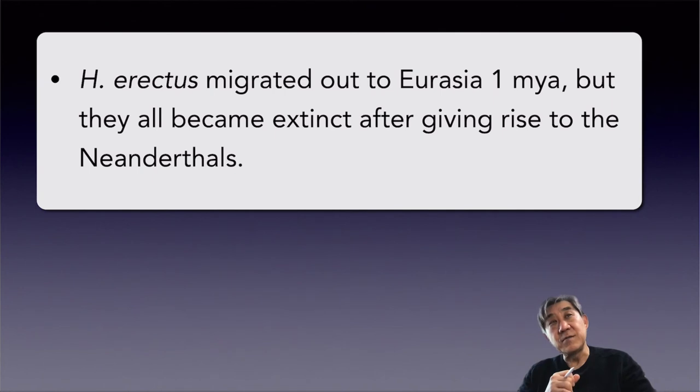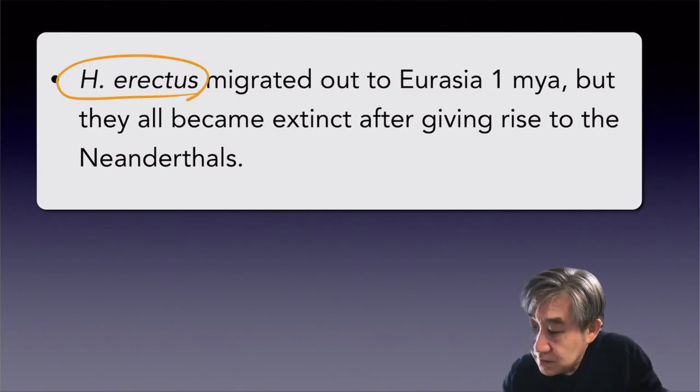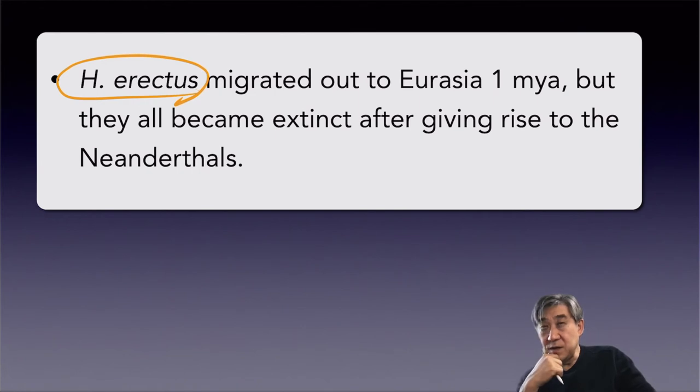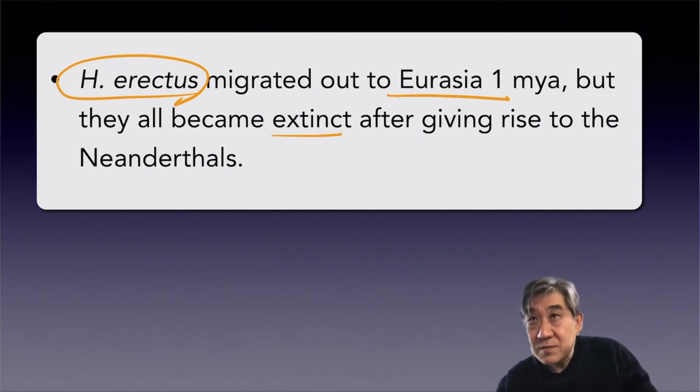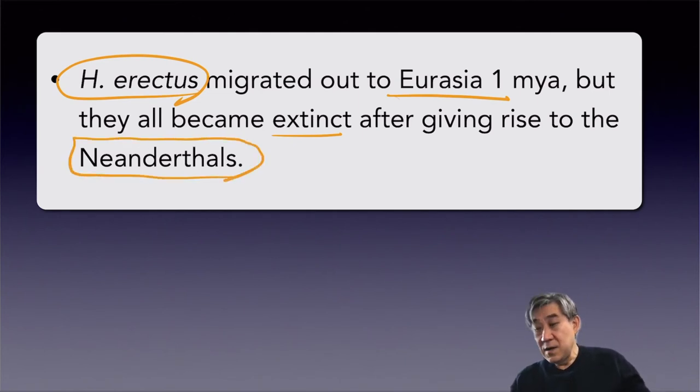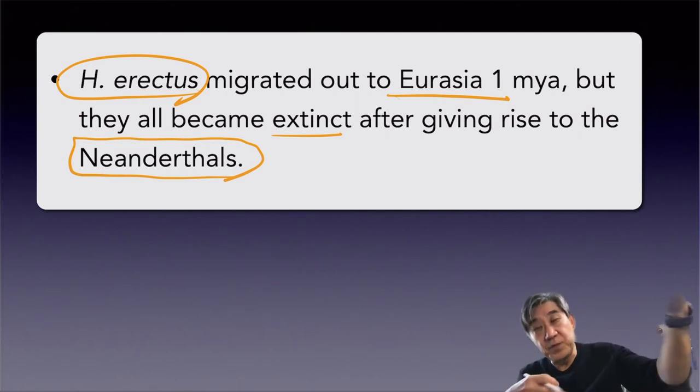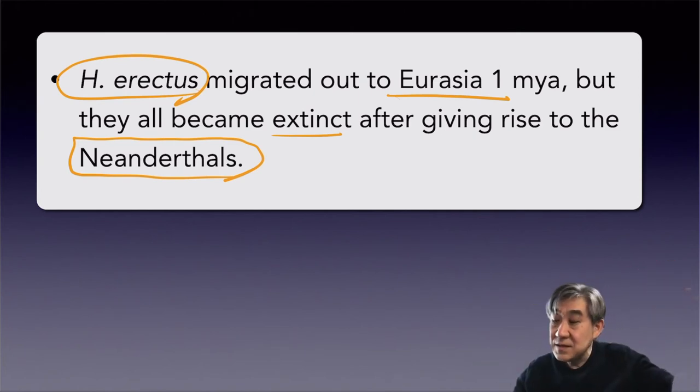So who made this transition, the migration? We believe one small subgroup of Homo erectus first attempted this. They migrated out and settled nearby in Eurasia, which is closer to Africa. But unfortunately, they were not very successful in adapting to their new environment. So they all went extinct, leaving only some small subgroup who evolved into Neanderthals. Okay, so originally Homo erectus, but then some small group became Neanderthals, and everybody else went extinct. That's what happened about 1 million years ago.